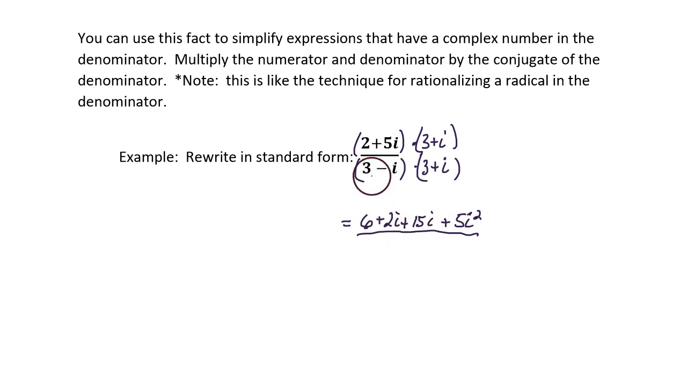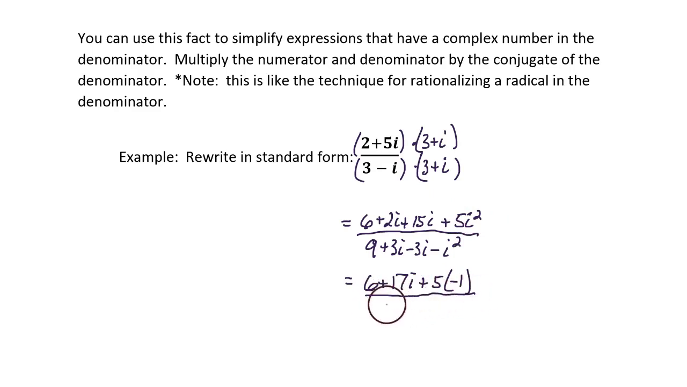Down in the denominator, 3 times 3 is 9. The outer product is positive 3i. The inner is negative 3i. And then negative i times i is negative i squared. Now let's do the combining. 6 plus 17i plus 5 times negative 1. Remember, whenever you get i squared, that's negative 1.